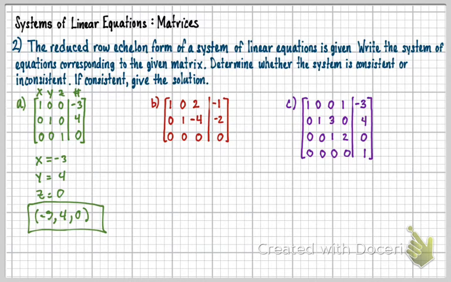Now, looking at what this is saying, this is in reduced row echelon form. First it said, write the system of equations corresponding to the given matrix. So that's what we did with x equals -3, y equals 4, and z equals 0. Now it says determine whether the system is consistent or inconsistent. When I think of the word consistent, that means it agrees. If I think of inconsistent, it doesn't agree.